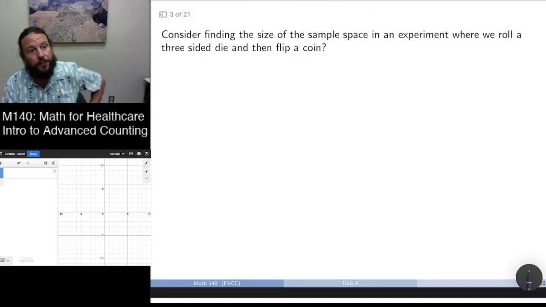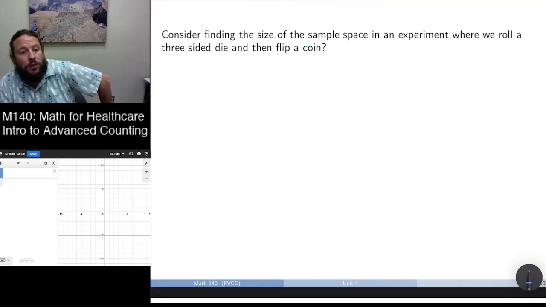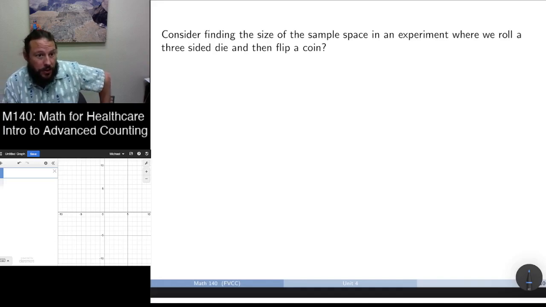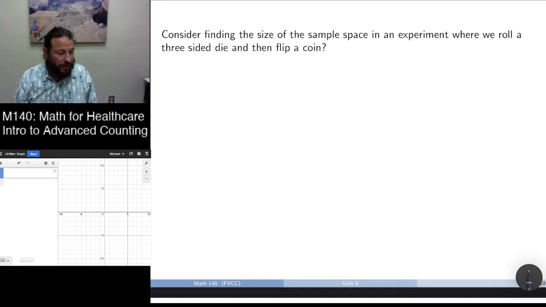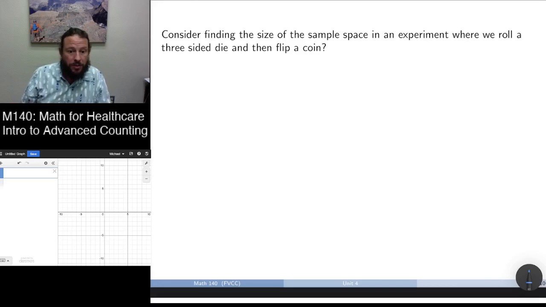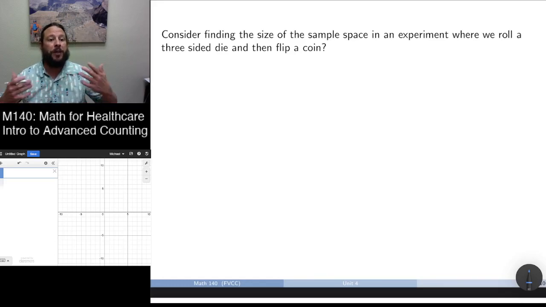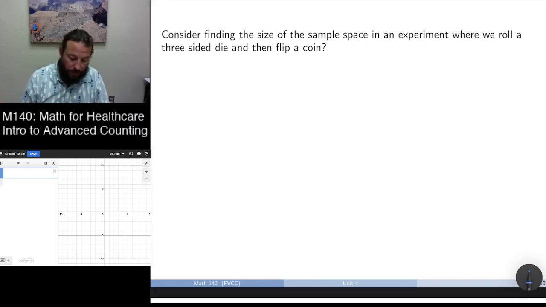To get started, first let's consider finding the size of the sample space in an experiment where we roll a three-sided die and then flip a coin. A three-sided die can have anything on the sides, but let's say it's 1, 2, and 3. Now this one we can actually write out the whole sample space, similar to the coin one. But we want to be able to do this in general when we have bigger things than this, so we start with something like this.